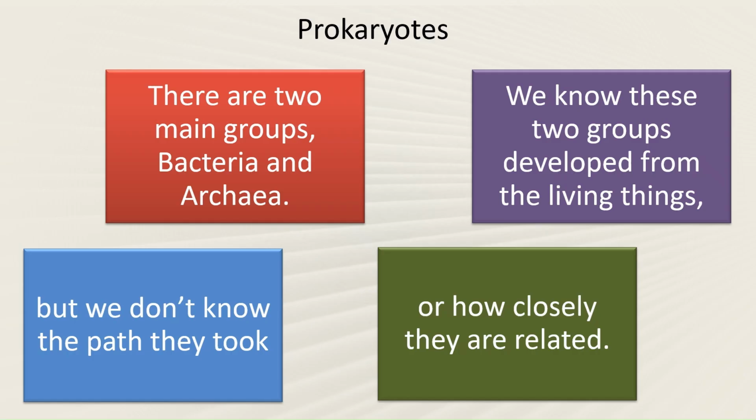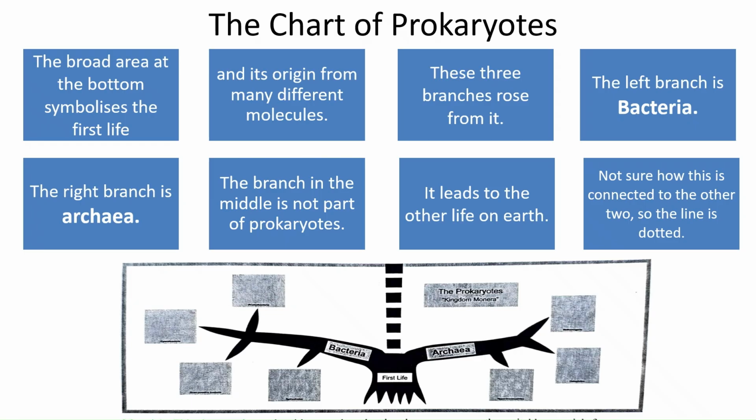Prokaryotes. There are two main groups, that is bacteria and archaea. We know these two groups developed from the first living things, but we don't know the path they took or how closely they are related. The chart of prokaryotes.